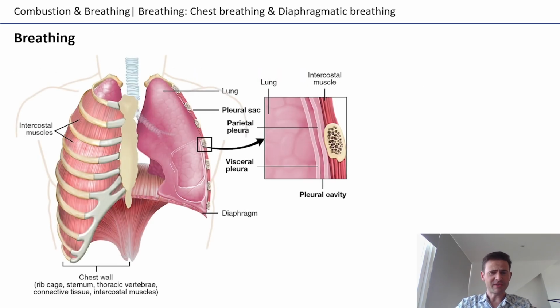Let's start with a bit of background knowledge. Your lungs are kind of stuck to your chest and diaphragm, and you don't need to exactly know how this works, but here's the idea. If your chest expands, it pulls your lungs with it, so they get bigger too, and that lets you inhale.